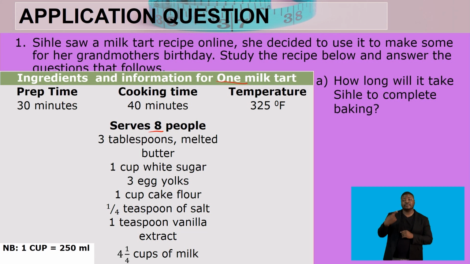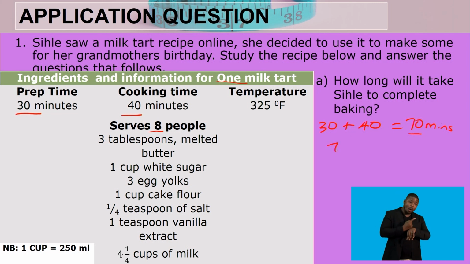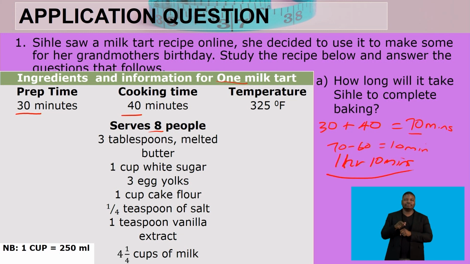The first question says, how long will it take Sihle to complete baking? Sihle prepares this milk tart for 30 minutes. So it's 30 minutes plus she cooks it for 40 minutes. So 30 plus 40 gives us 70 minutes. But because we already see that we have 60 minutes in an hour, it means we already have an hour here. So when we say 70 minus 60, we still get a few minutes, which is 10 minutes. Therefore, we can express this in hours and minutes. Then we have 1 hour. This will take her 1 hour and 10 minutes to bake this milk tart.